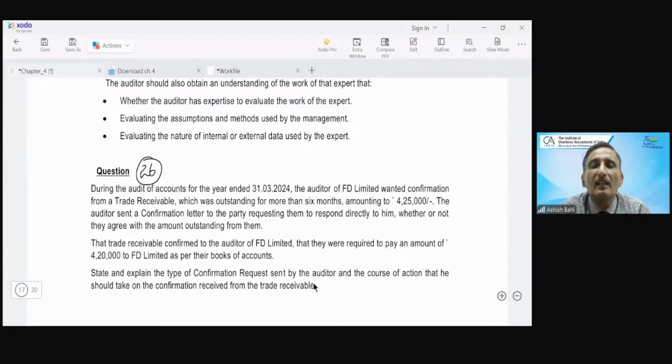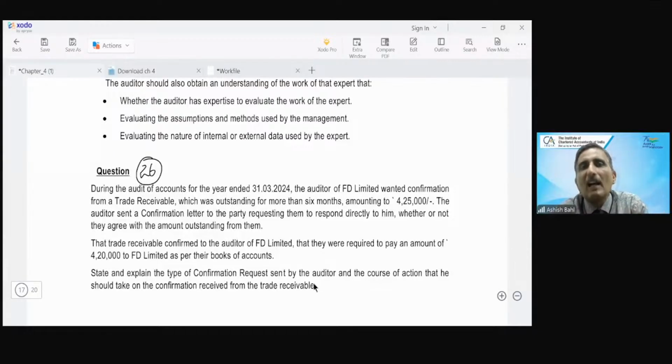Say if in this question, state and explain the type of confirmation request. So obviously it is positive confirmation request. So you would write that it is a positive confirmation request. You would explain the meaning of positive confirmation request. That positive confirmation request means an external confirmation request sent by the auditor, where the confirming party has to respond whether they agree with the information requested to be confirmed or not. Okay, you would write this. So this is one part. So like this, there may be 1 mark for identifying the right type of confirmation.